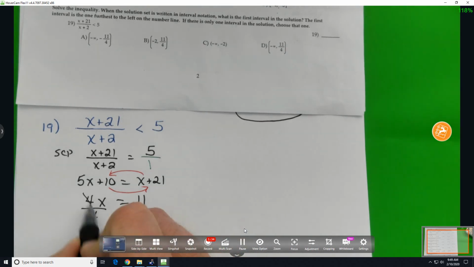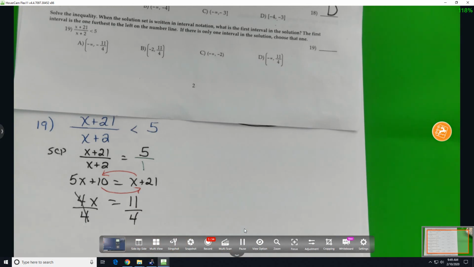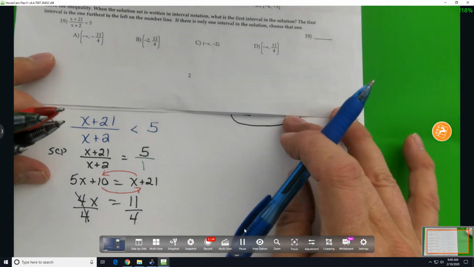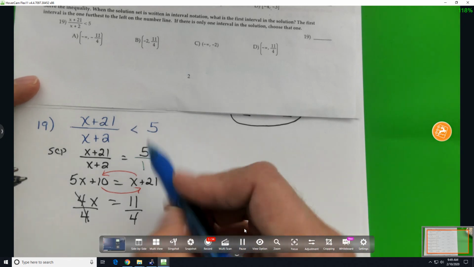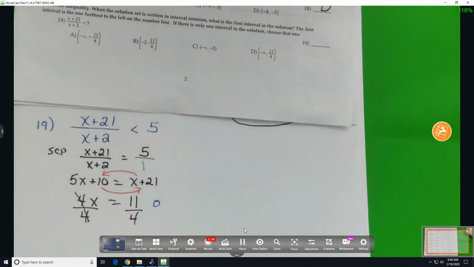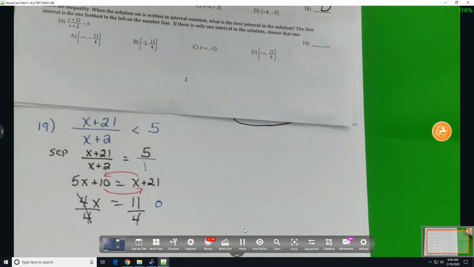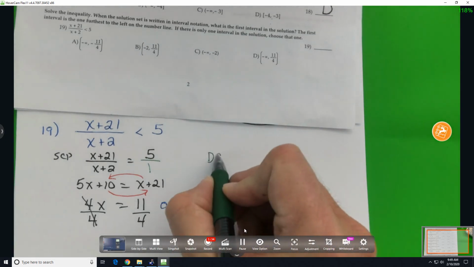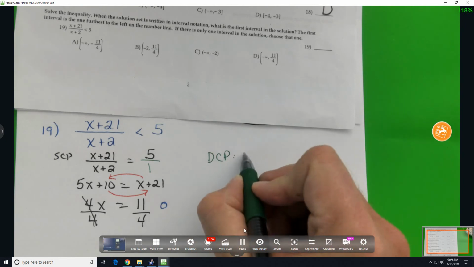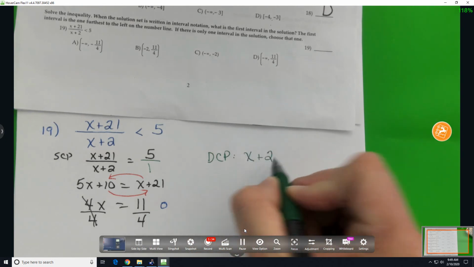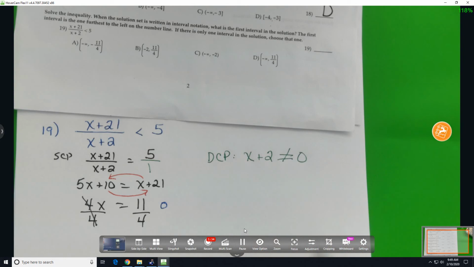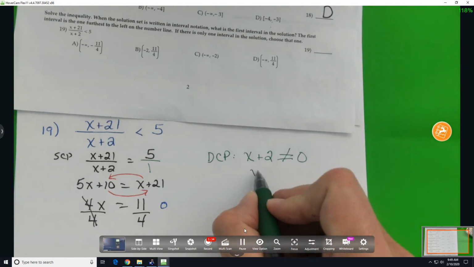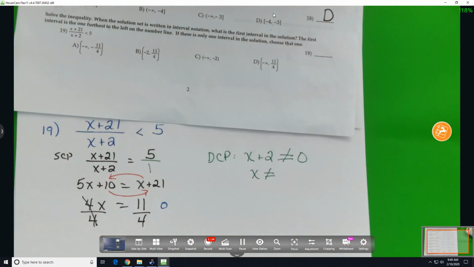Now, I didn't ask this, so now's as good a time as any. Will it be an open circle or a closed circle? Open circle. Now, on this one, there is a denominator. So I'll find the denominator cut points by saying denominator cannot equal 0. Isolate the x. x can't be what? Negative 2.